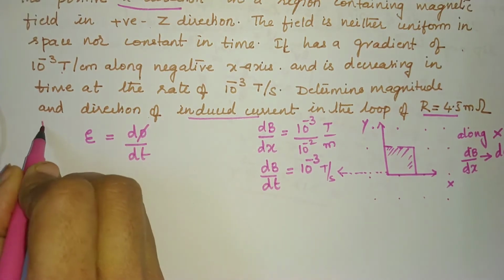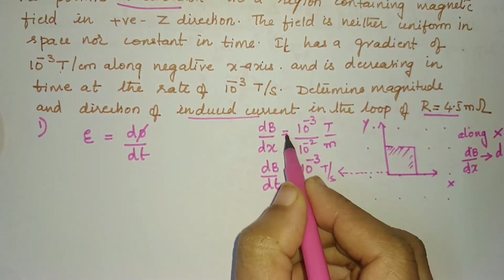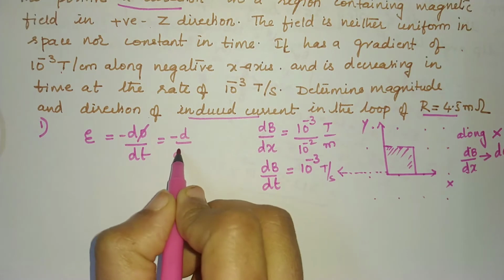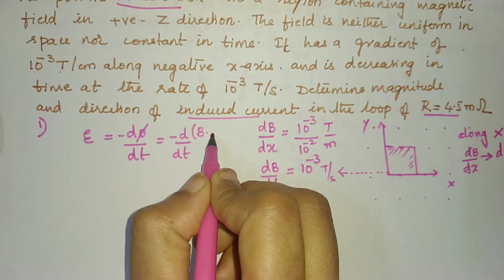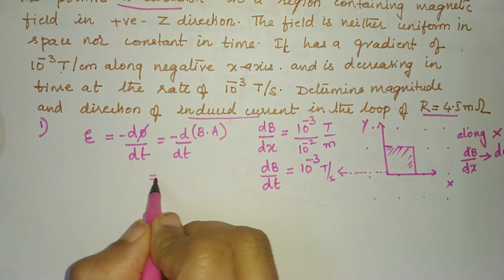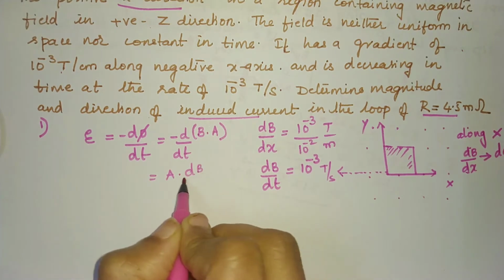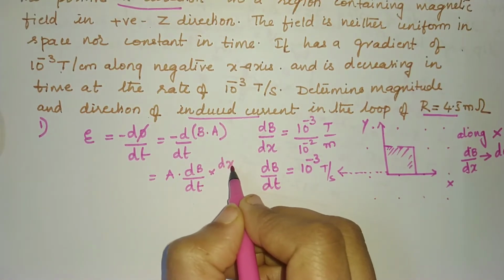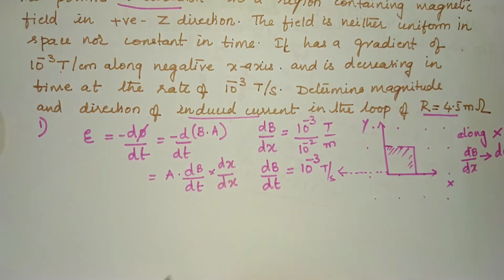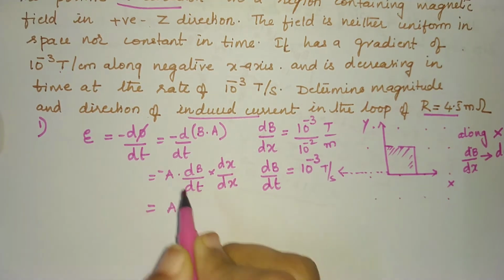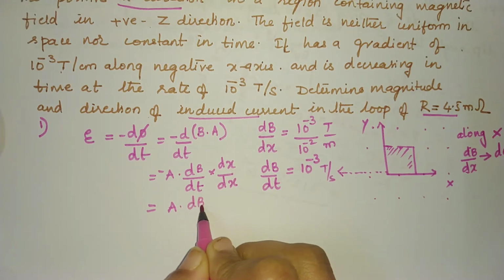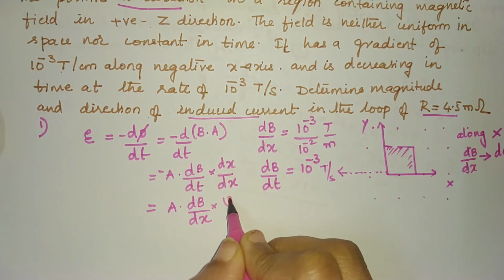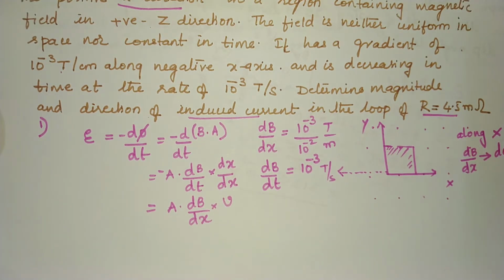Okay, first I'll find out the induced EMF due to change of magnetic field with space. So we know minus dφ/dt. I can write it as minus d/dt of B dot A. I can write it as A into dB/dt. Since I know dB/dx, I'll multiply and divide with dx by dx. This can be written as A into, of course the minus sign is anyway there, dB/dx into dx/dt. dx/dt will give you the velocity with which you are moving the conductor.